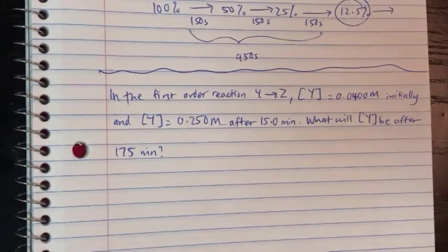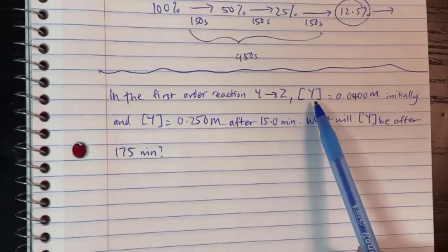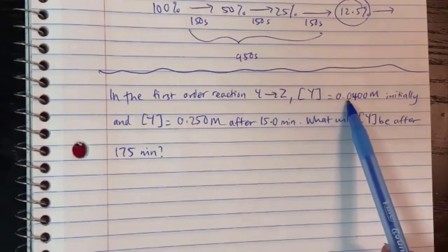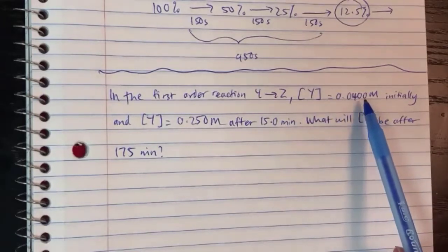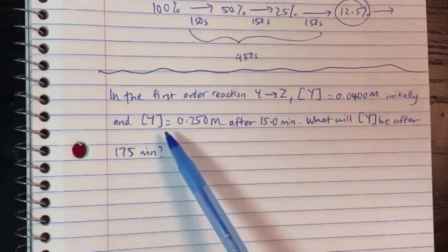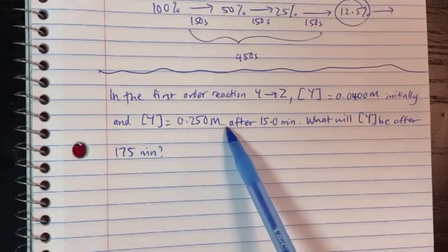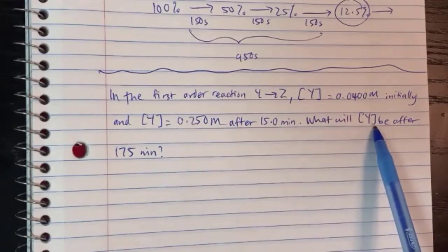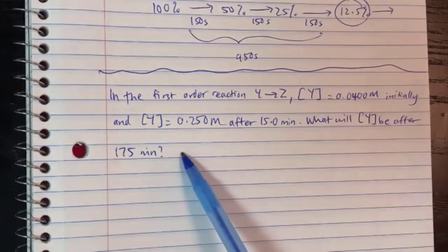All right, so let's go back and try to work on this problem here. This one's a little bit more challenging, maybe. It's not really that bad. I just wanted to show you, it's worded differently here. It says this is first order. Here's my reactant. At first, I have 0.04 molarity, and then after 15 minutes, it came down to 0.25 molarity. What will my reactant concentration be after 175 minutes?